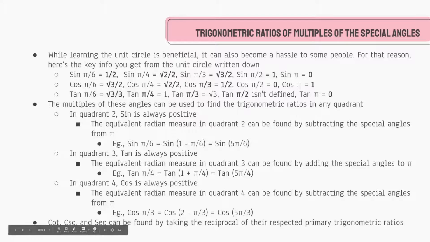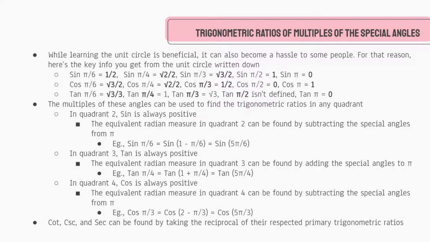Okay, so again, while learning the unit circle is beneficial, it can also become a hassle to some people. Personally, I find it a little bit of a hassle just because of how much work you need to do to memorize it, when you could easily just use the life hacks that I showed you to remember those values much easier. So honestly, if you're not a visual learner and you just want to memorize something off the bat, here's a simple chart that you need to remember. So here's what it is. I wrote down the sine, cosine, tangent values for several angles and their corresponding values.